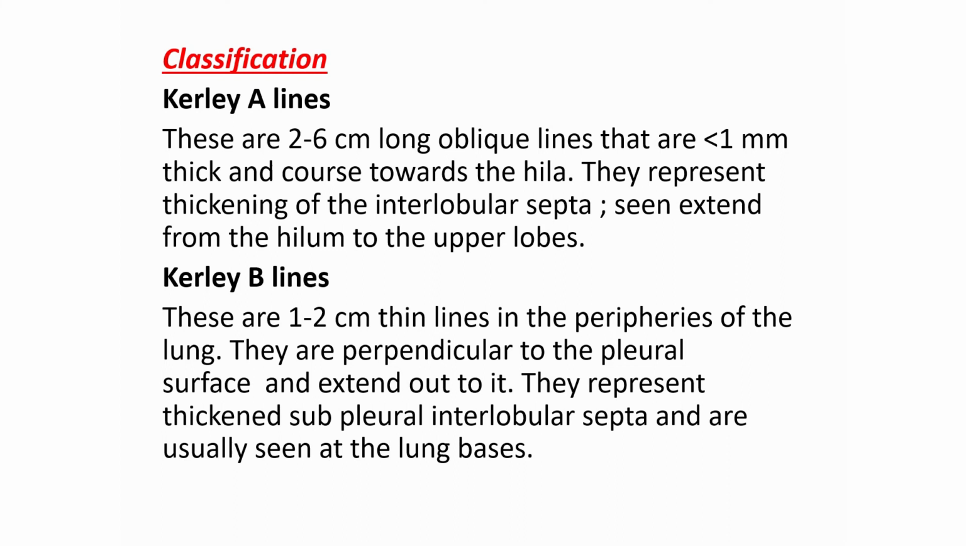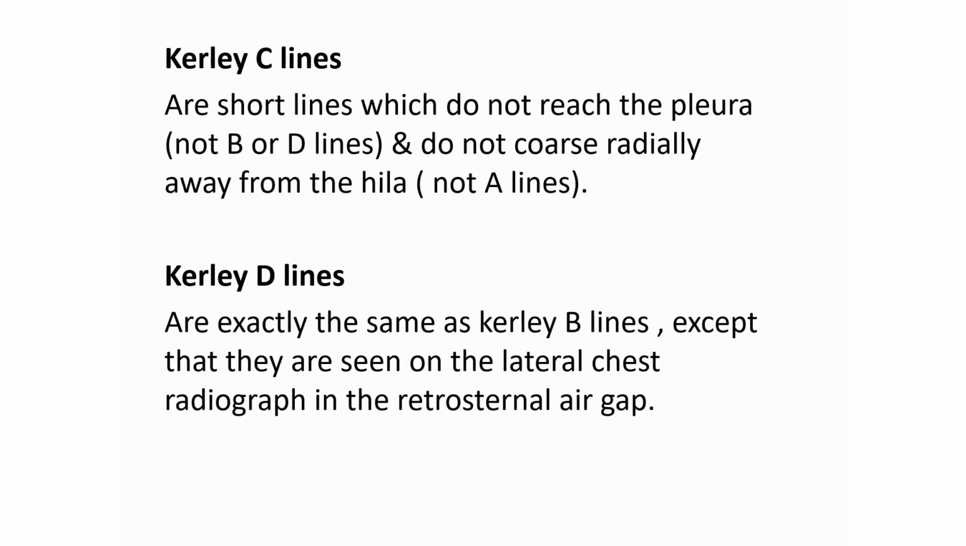Kerley B lines are 1 to 2 cm lines seen at the periphery of the lung, perpendicular to the pleural surface. So they are peripheral. We have Kerley C lines. These are short lines that do not reach the pleura as in B or D lines, and do not course from the hilum, so they are not A lines. They are seen within the lung tissue, not peripheral and not central. Kerley D lines are the same as Kerley B, peripheral and reaching the pleura, but seen only on the lateral view in the retrosternal air gap.